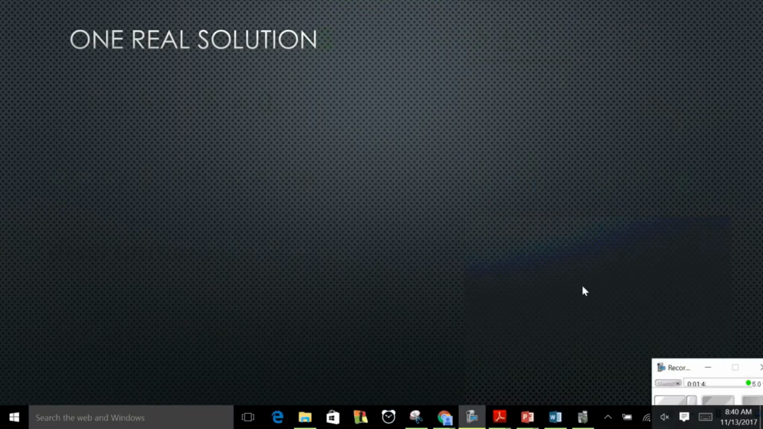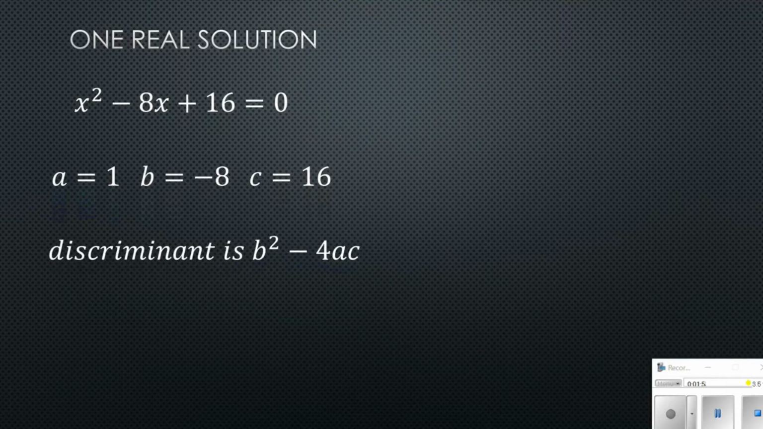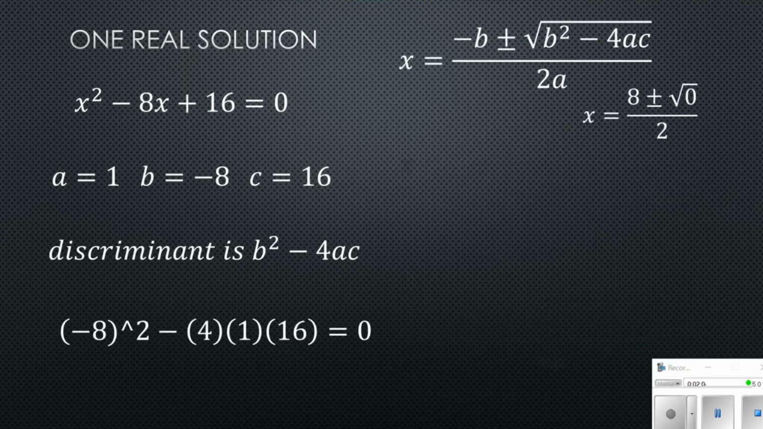Okay, now we're going to look at where we get one real solution. So let's look at an example of an equation that gives us such values here. So here's our equation. Again, we're going to identify a, b, and c. We're going to plug everything into the discriminant and see what we get. And in this case, we get 0. And 0 tells us we have one real solution. Let's take a look at why.